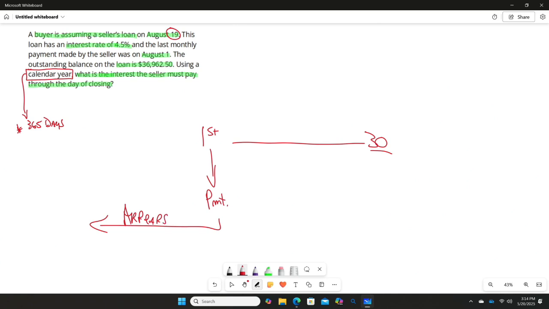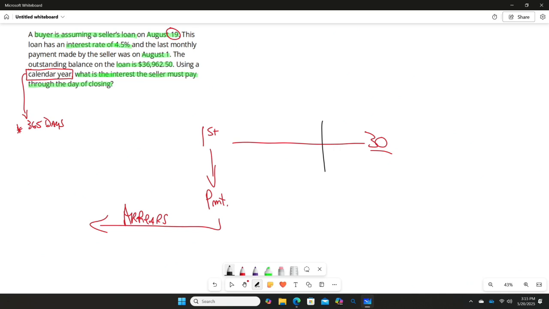That's why when we had the previous problem that I just did before this one, the buyer was closing on the 10th, and they wanted to know what was the prepaid interest. Well, prepaid is going to go forward, but accrued interest goes backwards, okay? So don't forget that. Well, in this case, the closing is on the 19th.